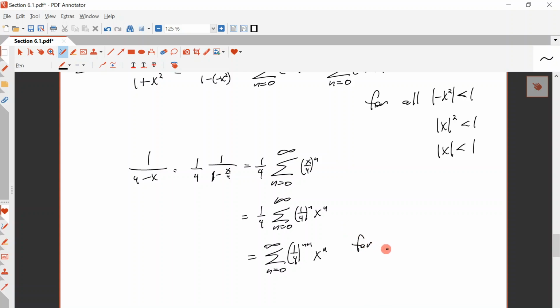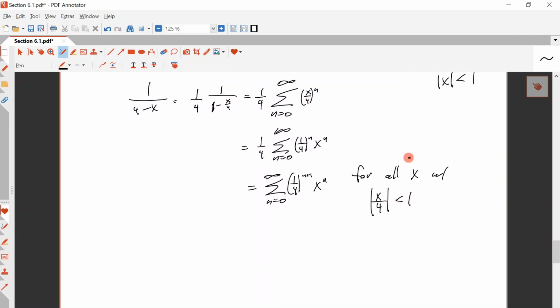For all x with absolute value of x over 4 right here, right? This thing inside the parentheses has to be less than 1. But what does that mean for x? Well, that's all x with absolute value of x less than 4. So absolute convergence for all x whose absolute value is strictly less than 4. Equal to 4 with the geometric series, no, neither endpoint will converge, but we're mostly just interested in the interior at this point.